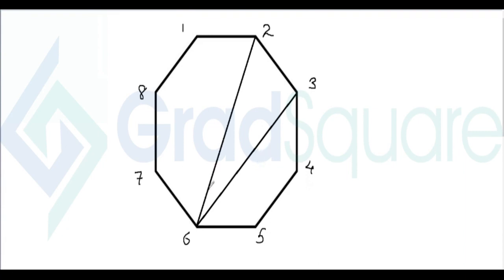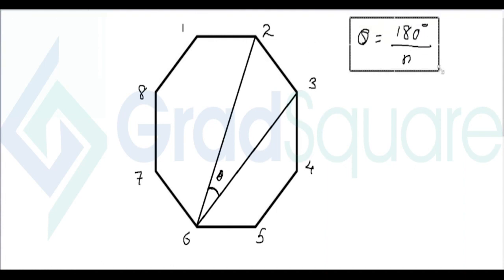Now there's a formula for finding out the value of the angle formed by two consecutive diagonals from the same vertex. Let's call this angle theta. The formula for finding out the value of theta is 180 by n in the case of regular polygons.